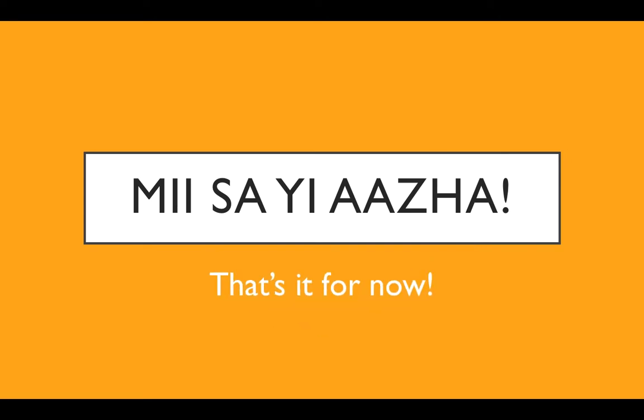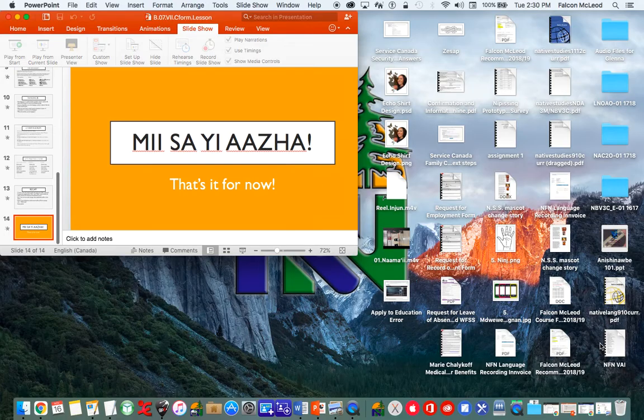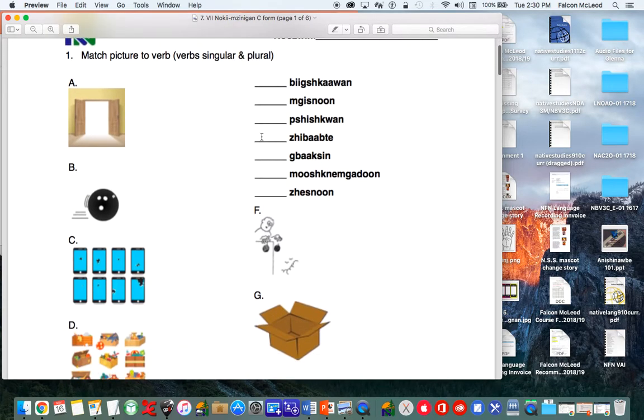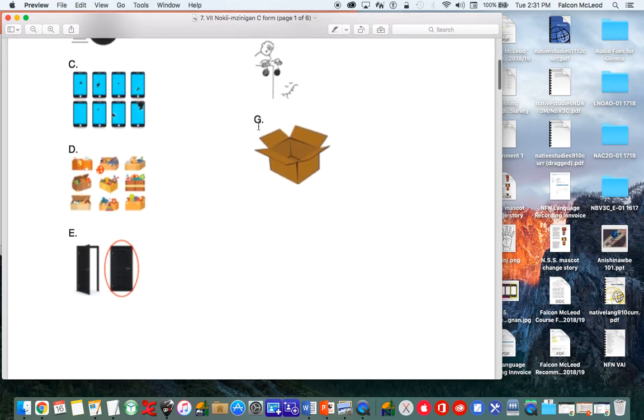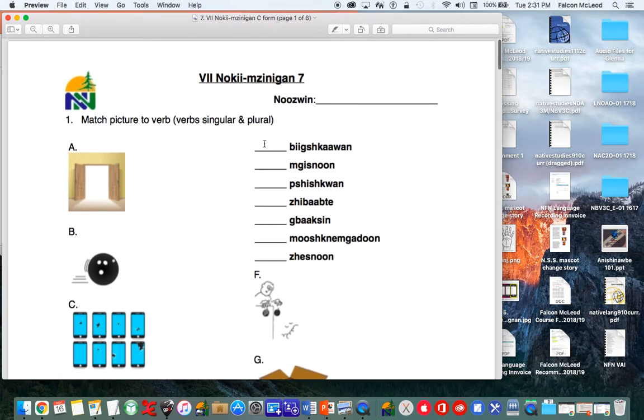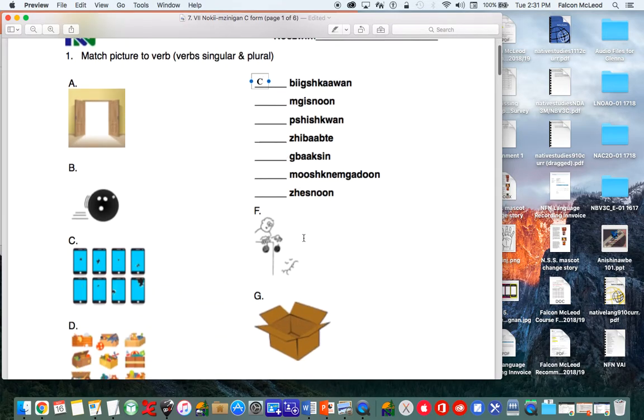Misaye. That's it for now. So as always, we'll go into our worksheet for what's expected of us there. All right, so this first activity, we're matching picture to the verb, the singular verb or plural. So we got bikshkawan. So you guys should remember what bikshka is at this point. And so WAN is the plural version. So we're looking for a bunch of things that are broken. The only thing that looks like that is C, a bunch of broken phones here. So I'll put in a C here. And that's what's expected of you here. So I'll leave the rest of that for you guys to do.